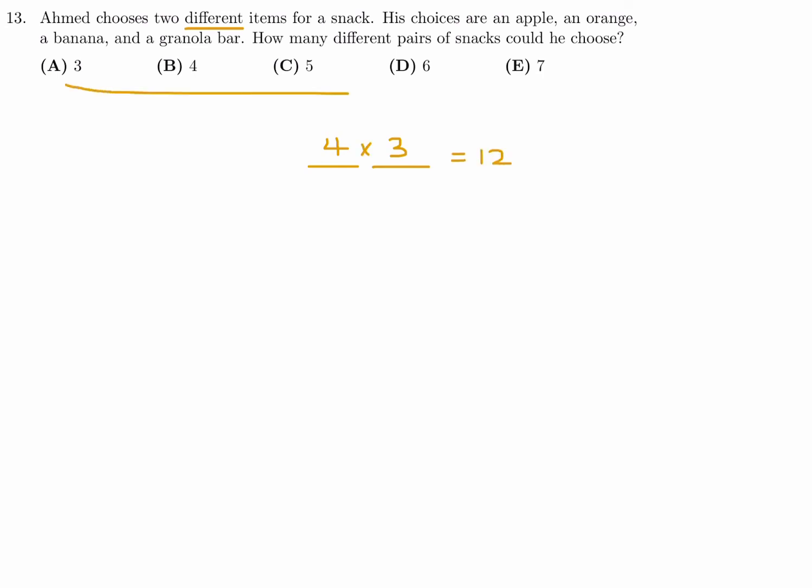Well, 12 is not one of the answer choices. Why is that? Because you have to divide 12 by 2 to get 6. Why do you have to divide by 2? Well, let's say he chose an apple and a banana. Well, if he had also chosen a banana first and an apple second, this is the same pair. So this 12 double counts. So that's why you have to divide by 2 to get 6 unique pairs. And therefore, number 13, the answer is D.